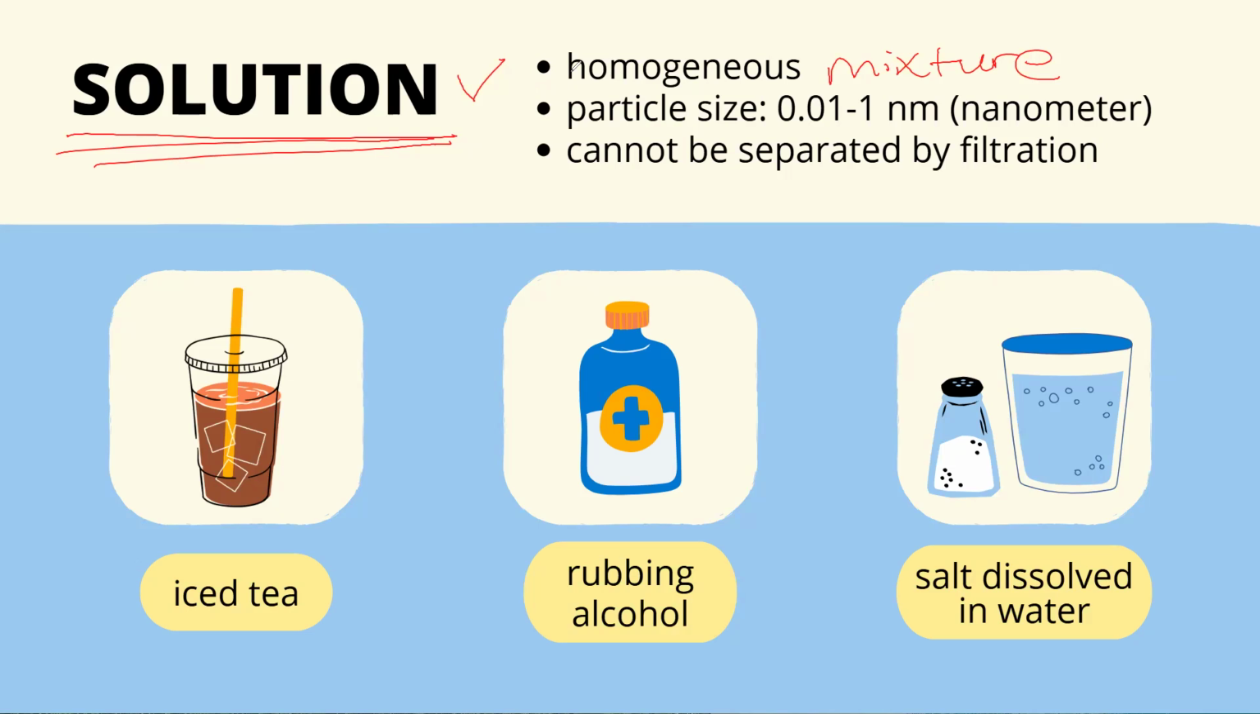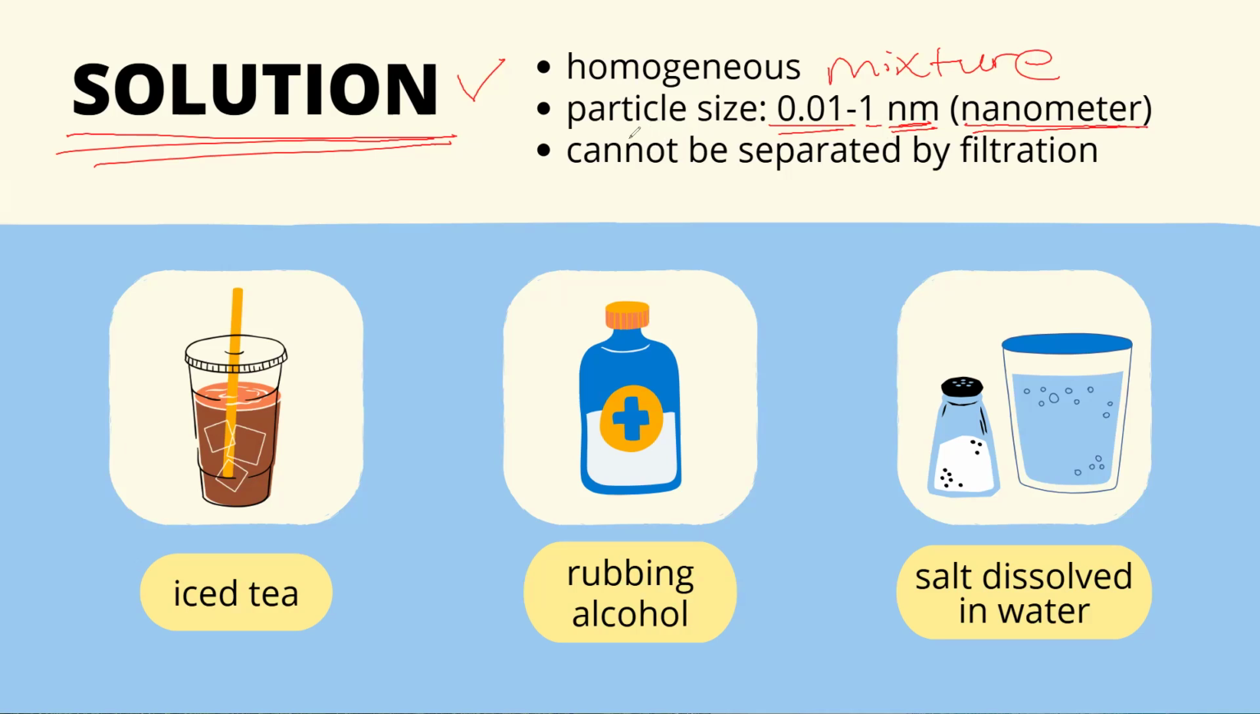So, a solution is a homogeneous mixture that has a particle size between 0.01 and 1 nm. Do you know the meaning of this nm over here? Do you know what it means? Yes, sir. Nanometer. Okay, thank you. That's a unit of measurement, nanometer.